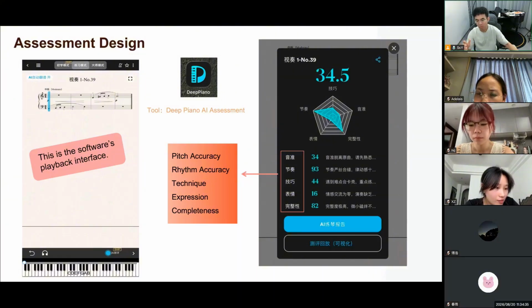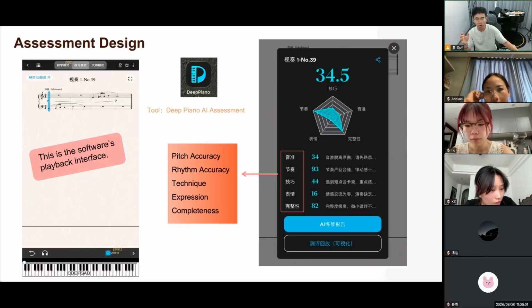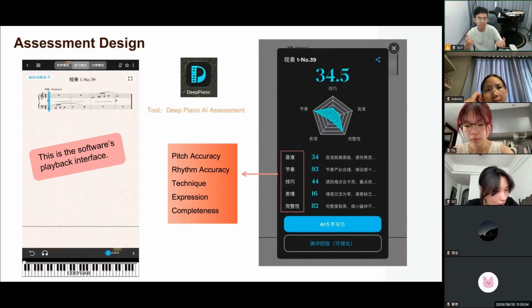In other words, I want to find out, after the pattern-based sight reading training, do students start to use new reading strategies? For example, do they start to actively look for rhythm patterns? Can they recognize scale and interval relationships? Can they see multiple notes as a single unit? So Deep Piano is not just a scoring tool here, it is also a helpful tool that helps me observe the development of students' music reading skills.